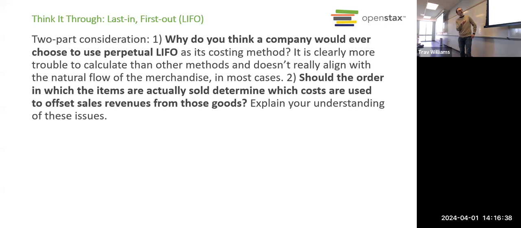Should the order in which the items are actually sold determine which costs are used to offset the revenues? In other words, why don't we just always use specific identification? Why do we give accountants the ability, even though they sold this unit that cost $7, to say, no, I'm using LIFO, so I'm going to say it costs $9? Why do we do that? Why do we give them that option?